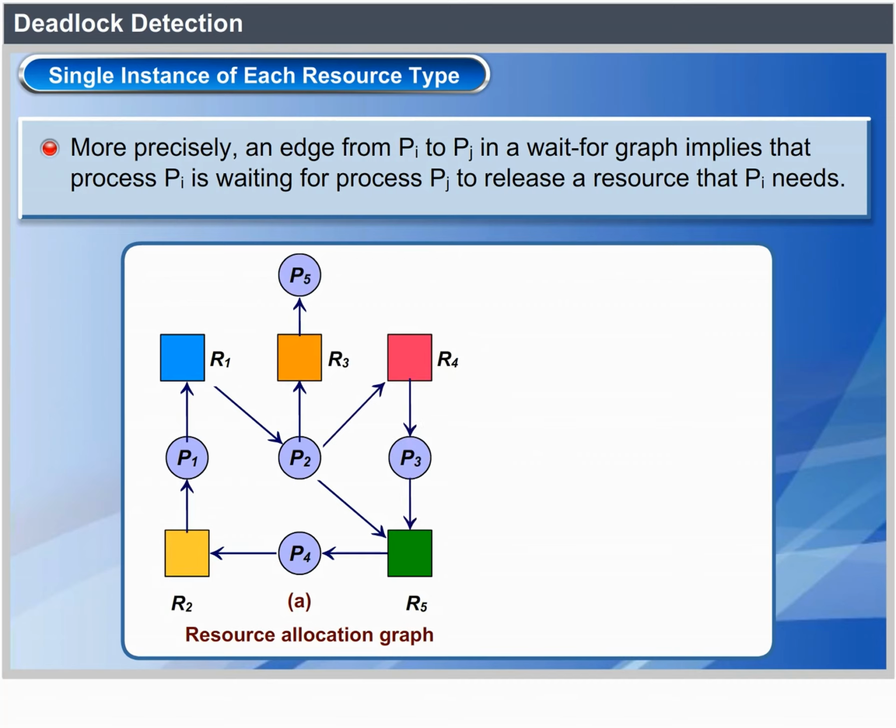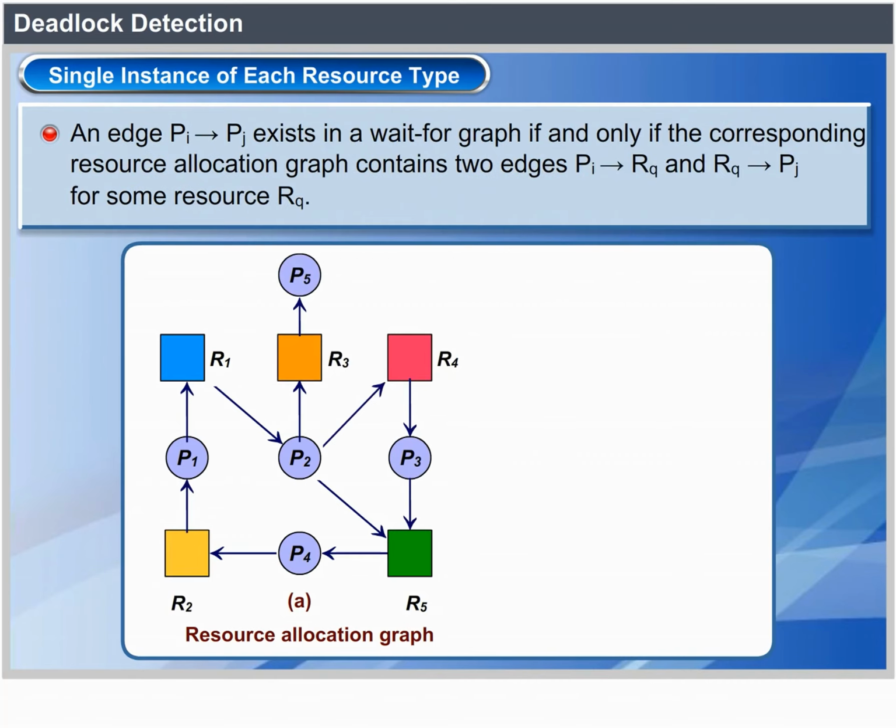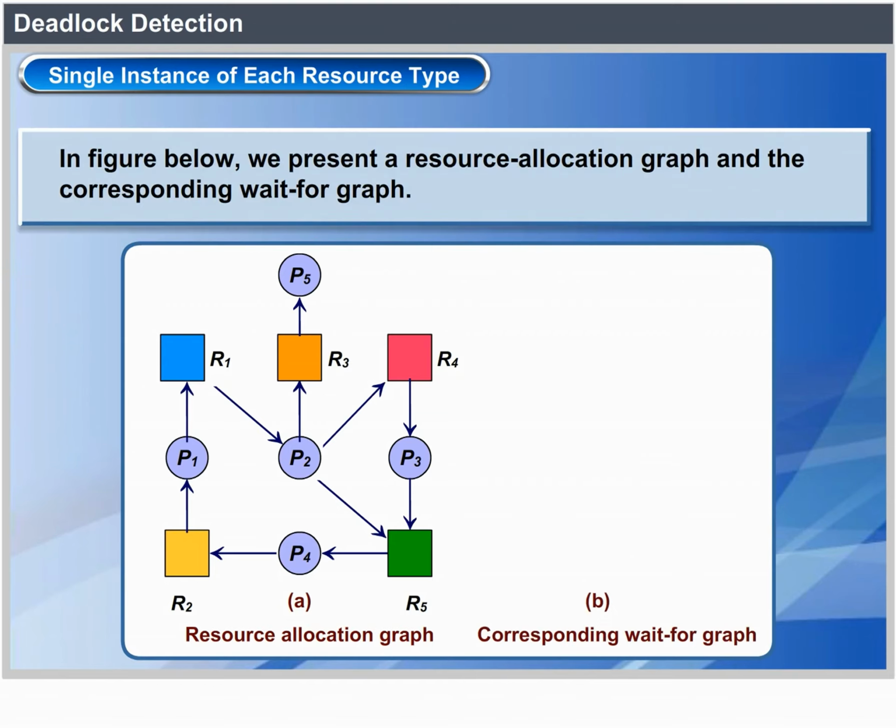An edge Pi → Pj exists in a wait-for graph if and only if the corresponding resource allocation graph contains two edges, Pi → Rq and Rq → Pj, for some resource Rq. In the figure below, we present a resource allocation graph and the corresponding wait-for graph.